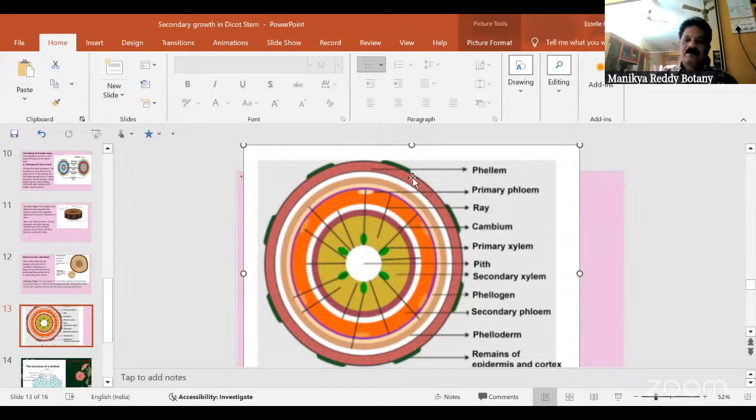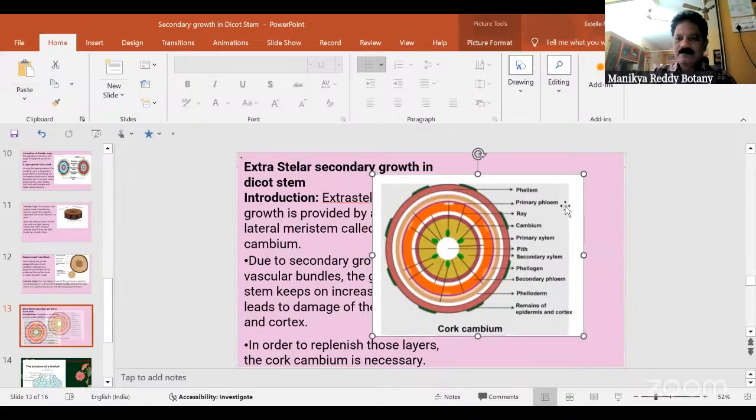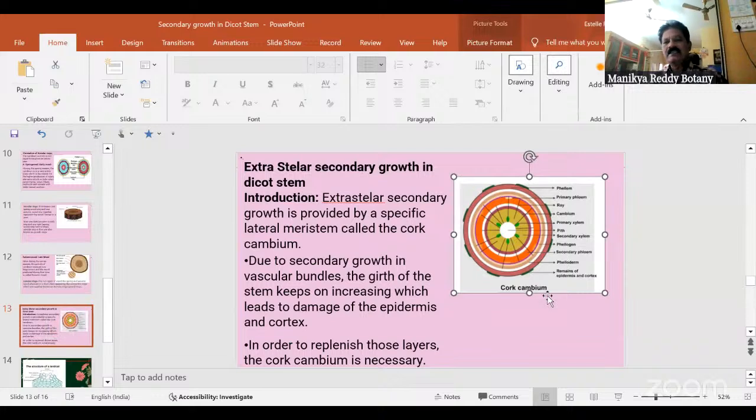Together, phelloderm, phellogen, and phellem lie outside the middle cortex. They act like protecting layers of the secondary stems. So this is about extrastelar secondary growth. Outside the stele, there is secondary growth, and because of that, new protecting layers are formed.